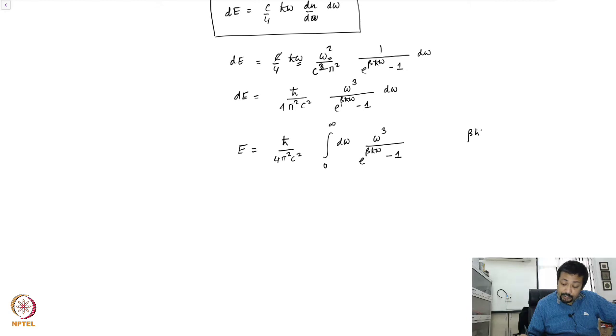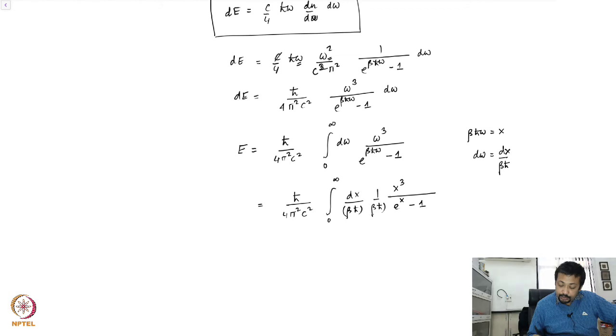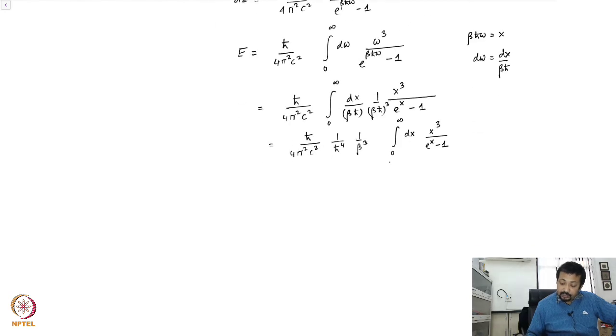If you substitute beta h bar omega equal to y, or let's say x, this would be a preferred choice, then you see d omega is going to be dx over beta h bar, so that you have h bar over 4 pi square c square, integration 0 to infinity dx over beta h bar, and you have x cube over e to the power x minus 1, times 1 over beta h bar whole cube, which gives you h bar over 4 pi square c square, 1 over h bar raised to the power 4, you will have beta to the power 4, integral 0 to infinity dx x cube over e to the power x minus 1. This is once again familiar to us. This is gamma 4 zeta 4.